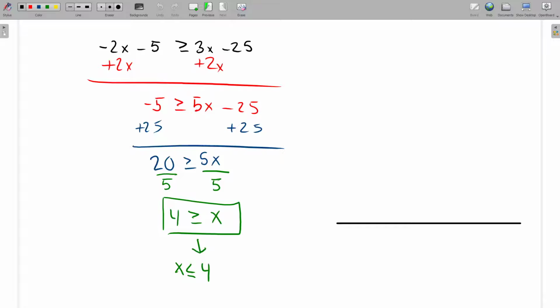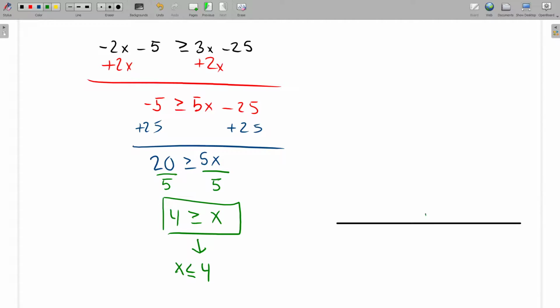In the final example, we got 4 is greater than or equal to x, and we discussed in the previous video how to rewrite this so the x is first, so that we have x is less than or equal to 4. And this is important because it'll let us easily graph. By having the x on the left, it's easier to read, and it'll be easier to graph our solutions. So if you're confused with how we did this, in the last video we discuss it.